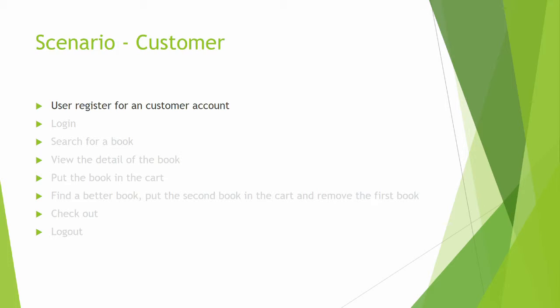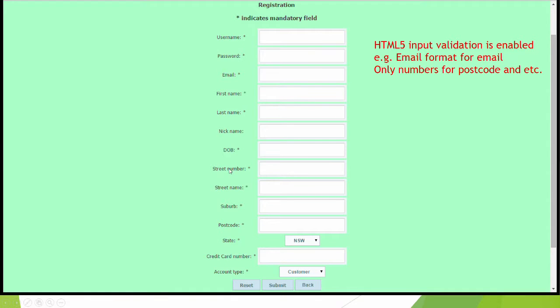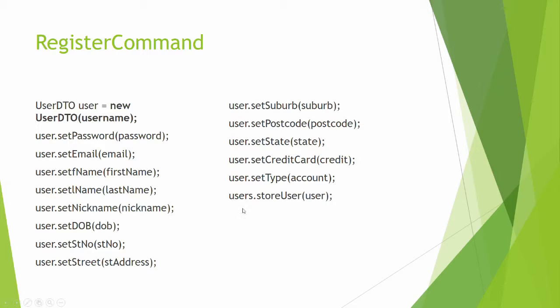So now let's look at what happens when the user wants to register for a customer account. The user can register by clicking this button, and this will bring the user to the registration form. Note that HTML5 input validation is enabled, and therefore it only allows an email format for email, a date format for DOB, and a number format for postcode. Let's look at what will happen when the user clicks the submit button.